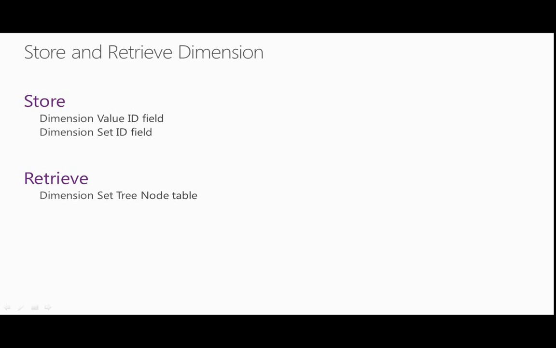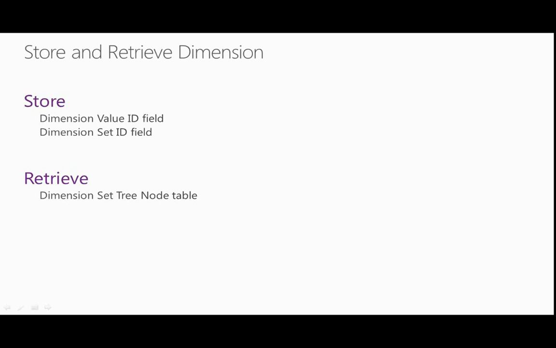Later on, we are going to better understand why this field is very important to maintain the dimensions in the database. The other important field is dimension set ID, which we have already described in the previous module. Remember that dimension set ID is the field that the system uses to retrieve an existing dimension combination in the database.